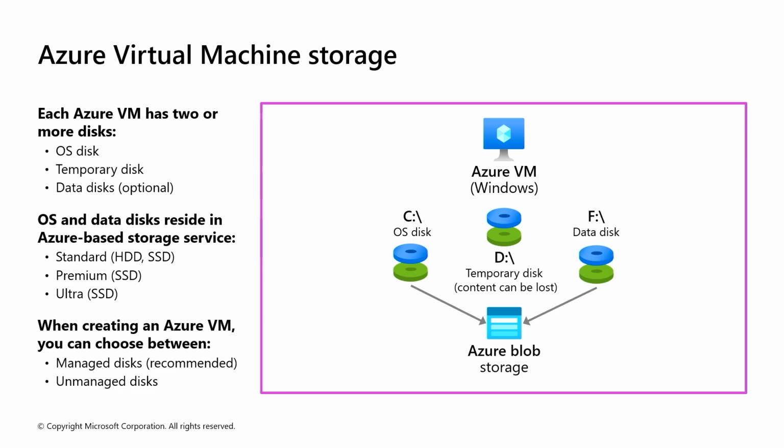Each Azure SQL virtual machine includes at least 2 disks. It has an OS disk, which is the C drive. It has a temporary disk, which is the D drive. And then the OS disk is persistent and stores the operating system, also SQL Server binaries and the system databases.